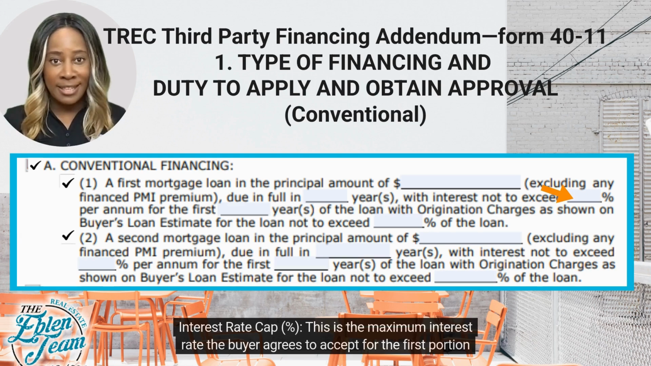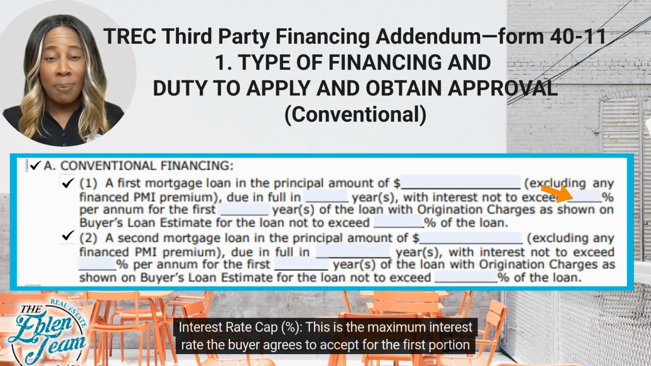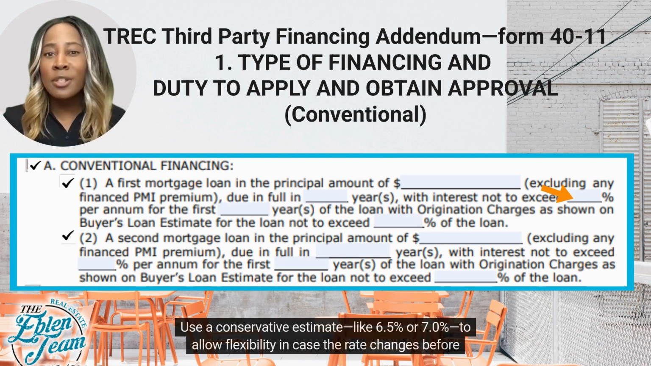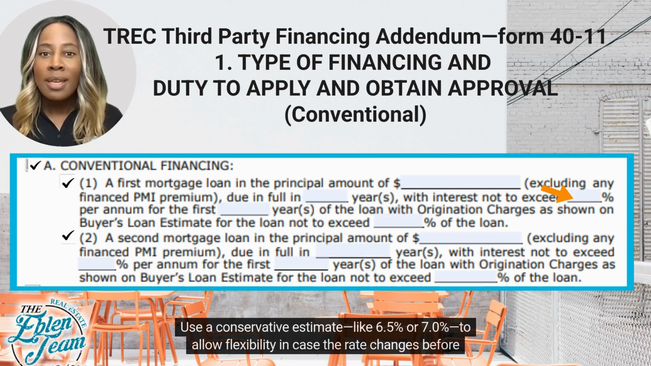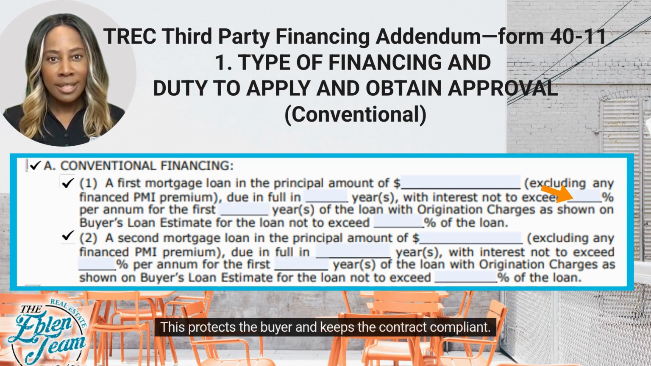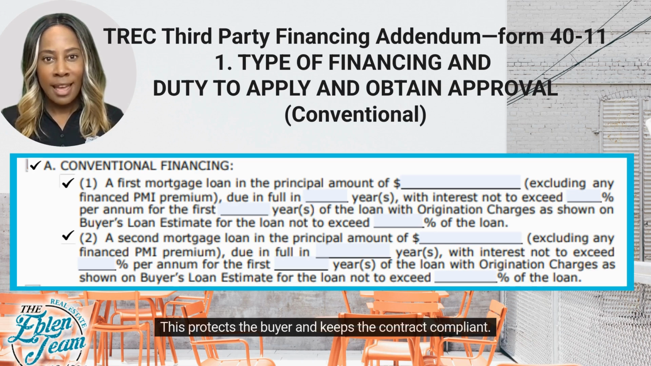Interest rate cap, %. This is the maximum interest rate the buyer agrees to accept for the first portion or all of the loan. Use a conservative estimate like 6.5% or 7.0% to allow flexibility in case the rate changes before closing. This protects the buyer and keeps the contract compliant.